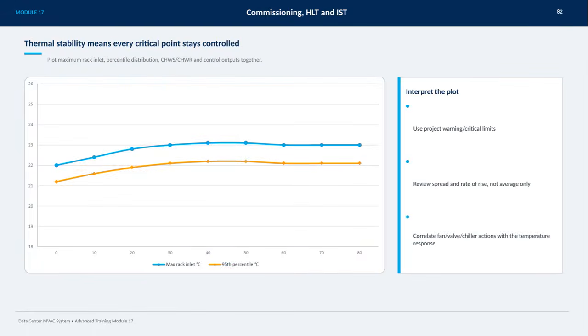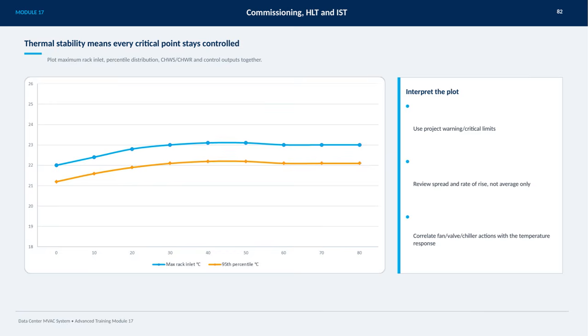Thermal stability is all about ensuring every critical point in the system stays controlled within set limits. To understand this better, we plot the maximum rack inlet temperatures, percentile distributions, chilled water supply and return temperatures, along with control outputs all together. Interpreting this plot accurately is key.